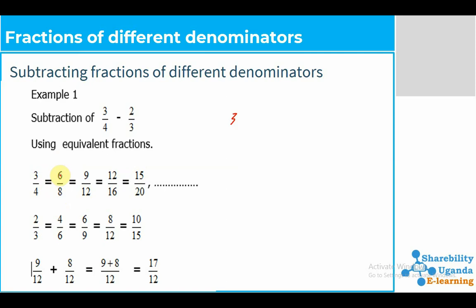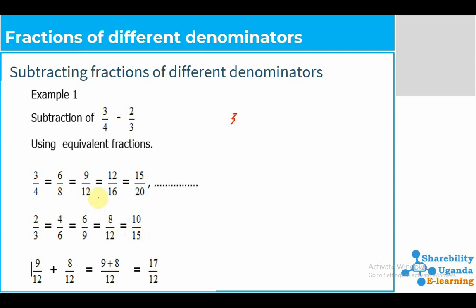So here we can now know how they came up with these answers. We also have other equivalent fractions: 9 out of 12, 12 out of 16, and 15 out of 20. Also here we have the equivalent fractions of 2 out of 3: 4 out of 6, 6 out of 9, 8 out of 12, and 10 out of 15.